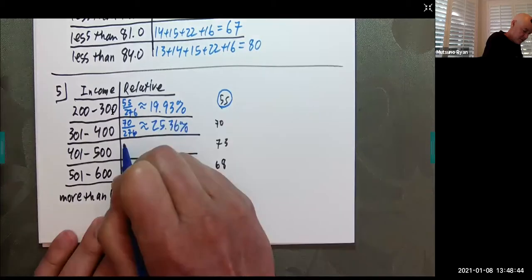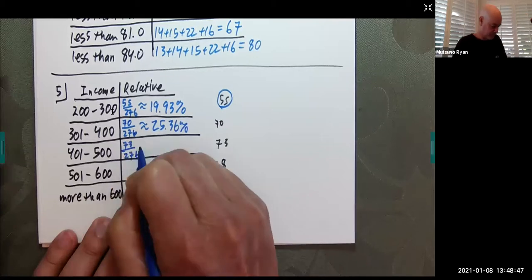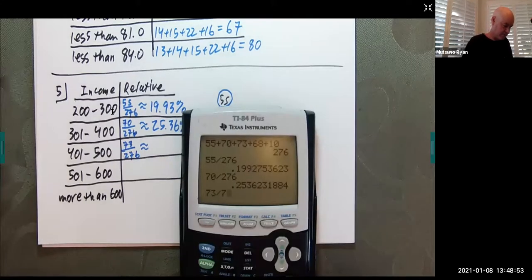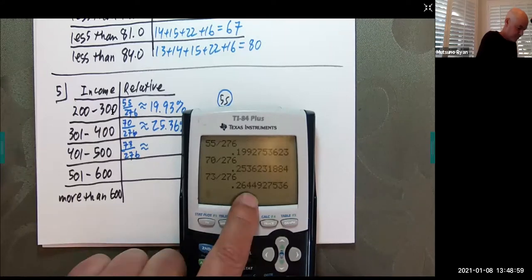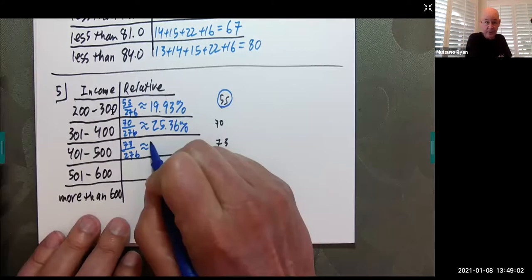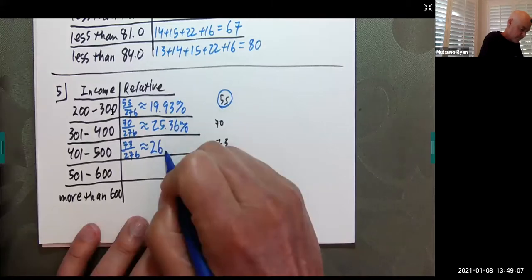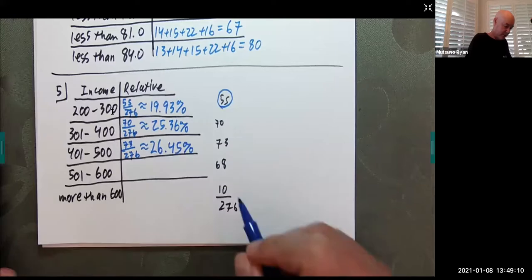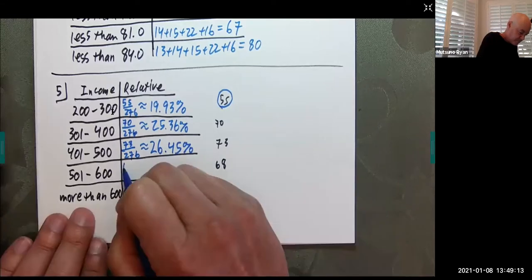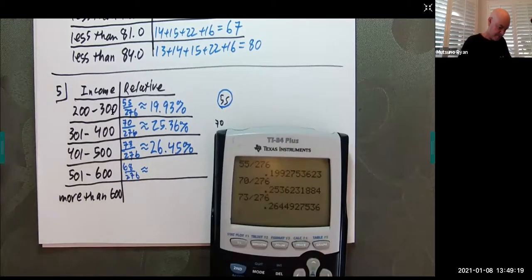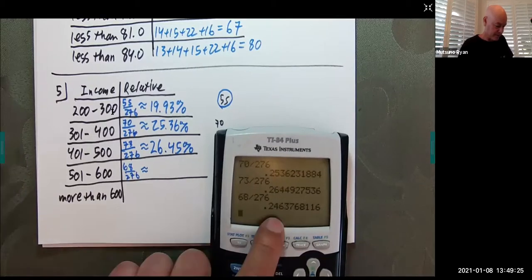Next up, we have 73 over 276. 26.45% if I round that off right. You, of course, should be verifying all these numbers with your calculator, to make sure that I'm getting them correct, because I make mistakes too. Next up, I have 68 over the 276. It's 24.64% if I round that off right.